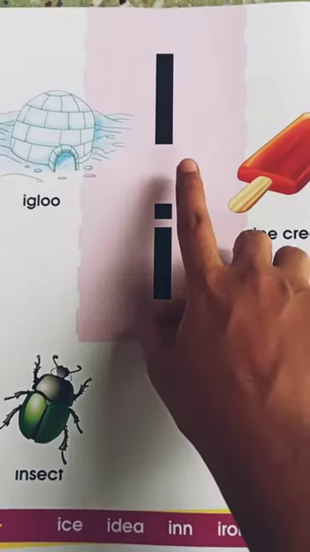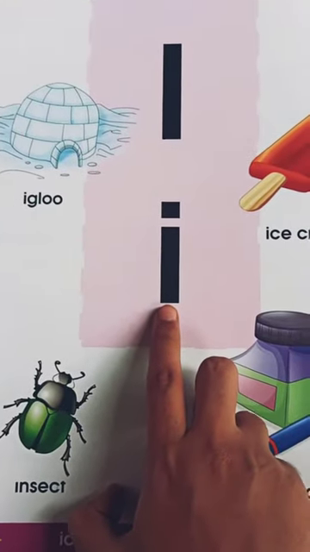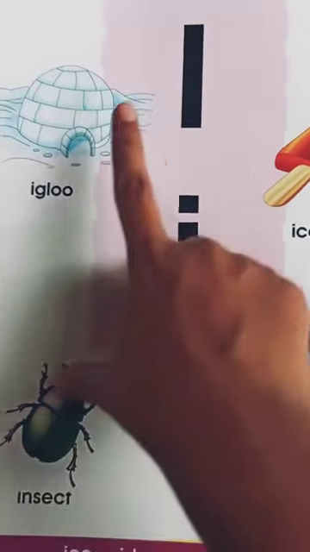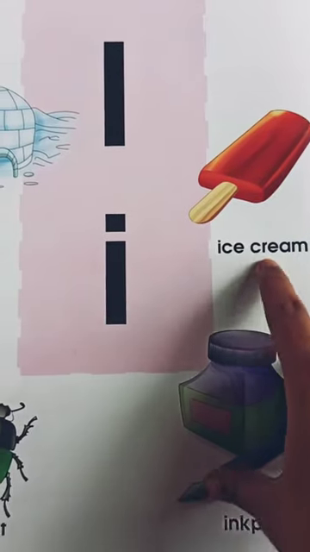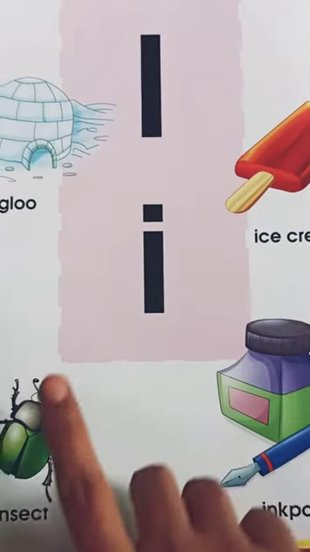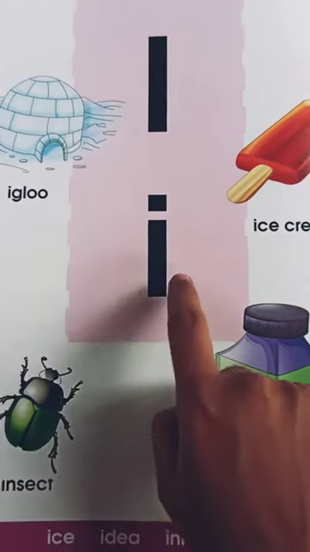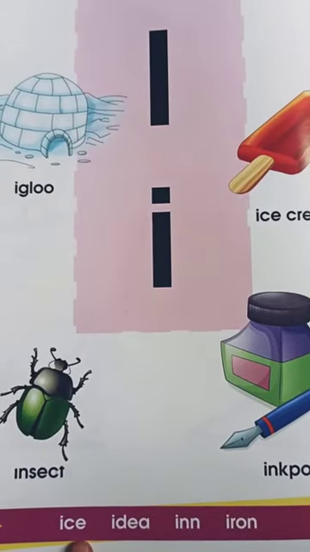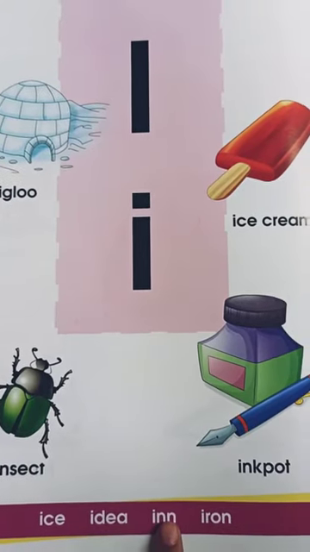See children, this is alphabet I, capital I, and this is small letter I. I for igloo, I for ice cream. What is the color of this ice cream, children? Orange color. I for insect. Have you ever seen an insect? I for ink pot. I for ice. I for idea. I for iron.